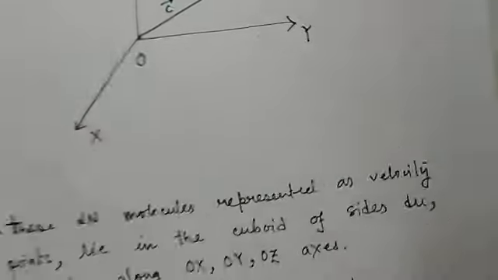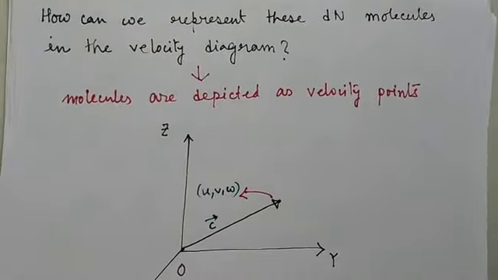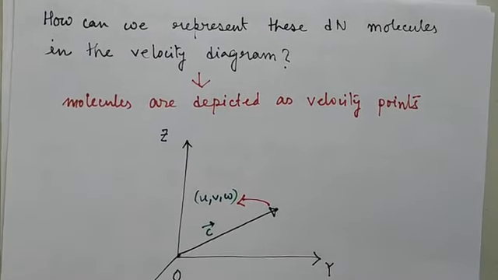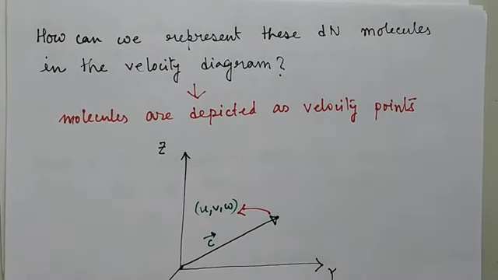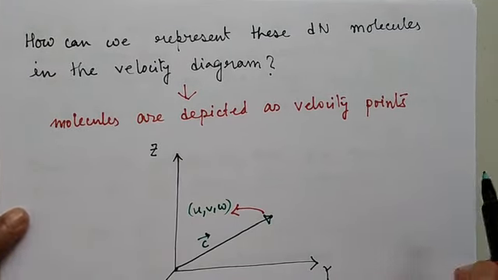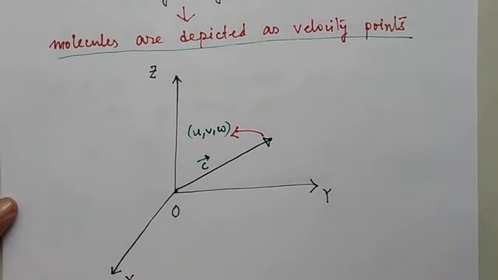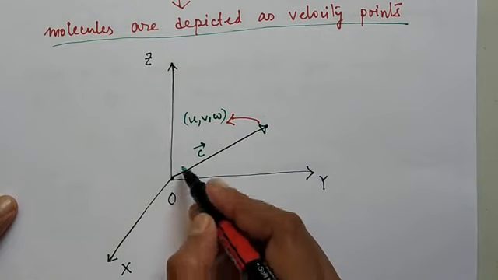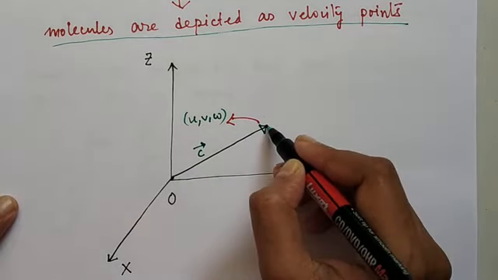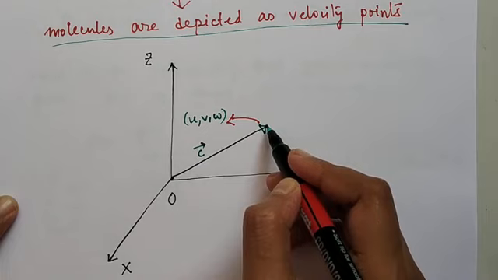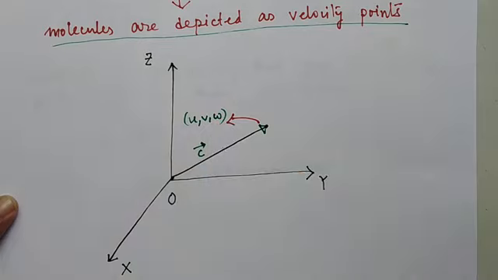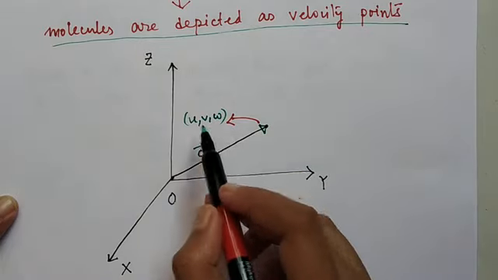So now, how can we represent these molecules in the velocity diagram? We'll try to represent these dn molecules which have their velocity components lying in the said range, that is u and u plus du, v and v plus dv, w and w plus dw. In the velocity diagram the molecules are depicted as velocity points. In the diagram that we have already drawn earlier, this is the velocity point which represents a molecule having its velocity components u, v and w.